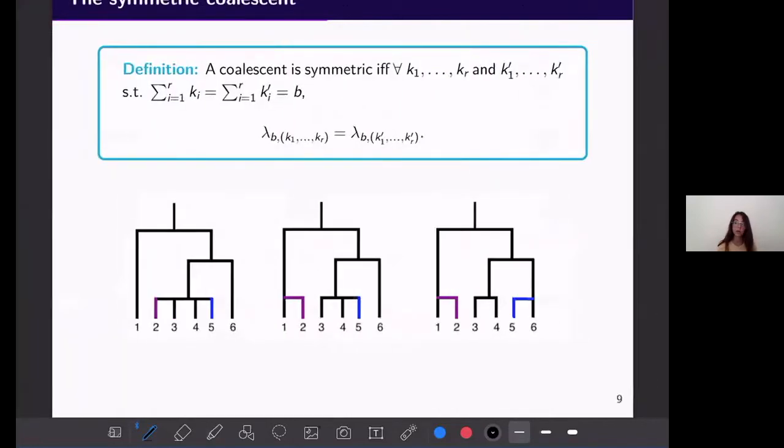Why do we say that this coalescent is symmetric? It is because it has this property here. What it means is that in the symmetric coalescent, these 3 trees have the same probability. These three trees have an event here where 6 blocks merged into 3 blocks, but the sizes of the blocks are different. In other words, in this tree, I can take the purple branch here and paste it here and obtain this tree. And in this tree, I can take the blue branch here, cut it and paste it here and obtain this tree. And these 3 trees in the symmetric coalescent have the same probability.